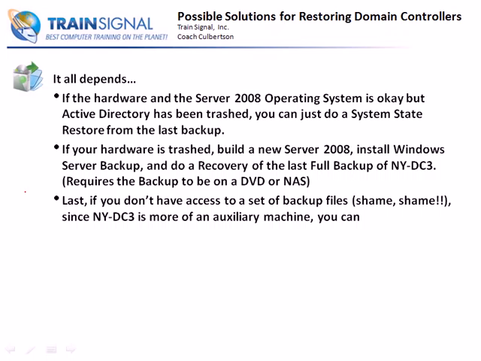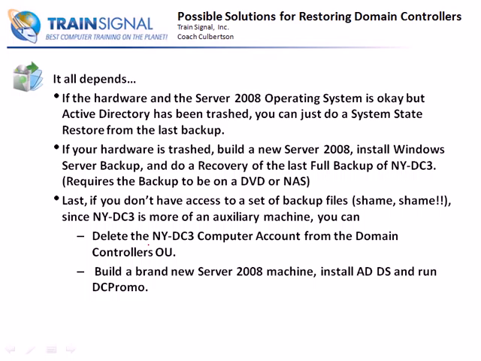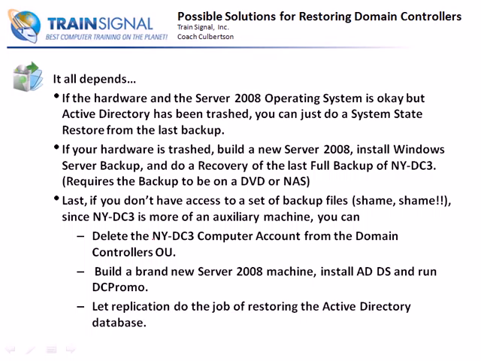Since NYDC3, the secondary domain controller, is an auxiliary machine, you can go in, and in the situation of Globomantics, it's not that critical because we could just delete the New York Domain Controller 3 computer account from the Domain Controllers OU. All right? So we could do that. Then we could build a brand new Server 2008, install Active Directory Domain Services, and run DC Promo. Basically, you're just going to rebuild a brand new domain controller. Then you're going to let replication do the job of restoring your Active Directory database. And for that, what do you got to do, right?